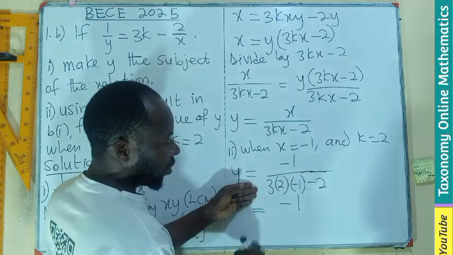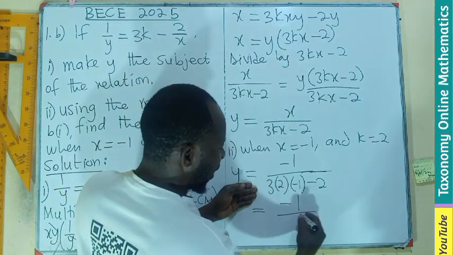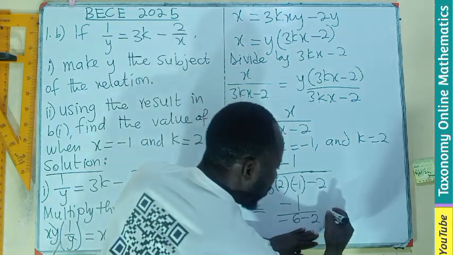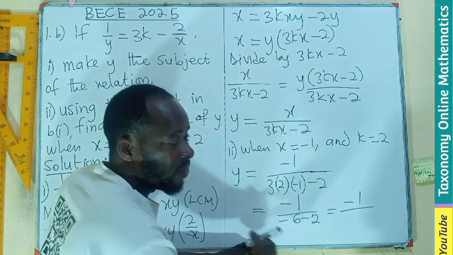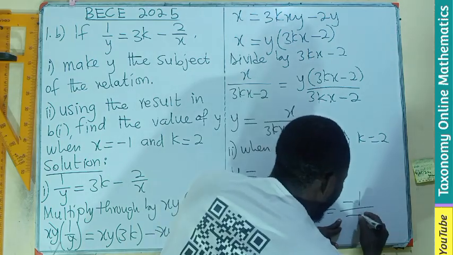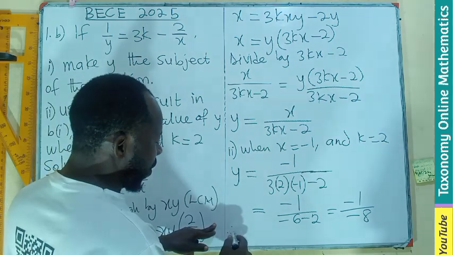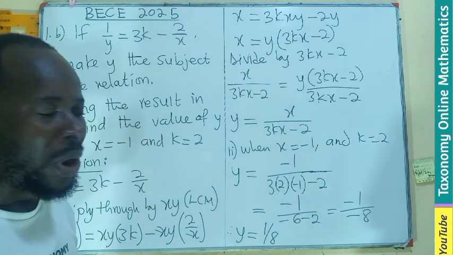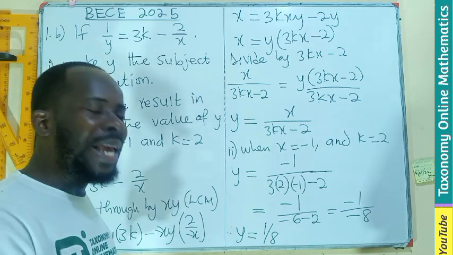-1 will still remain at the top. 2, 3, 2 is 6. 6 times -1 will give you -6, then minus what? 2. Remember this, let me go to this place, will still remain -1. -6 minus 2 will give you -8. So I should have -8. Now, negative divided by negative gives you positive. So therefore, y is going to be +1 divided by what? 8. So 1/8 is the value of y, if x is -1 and k is what? 2.